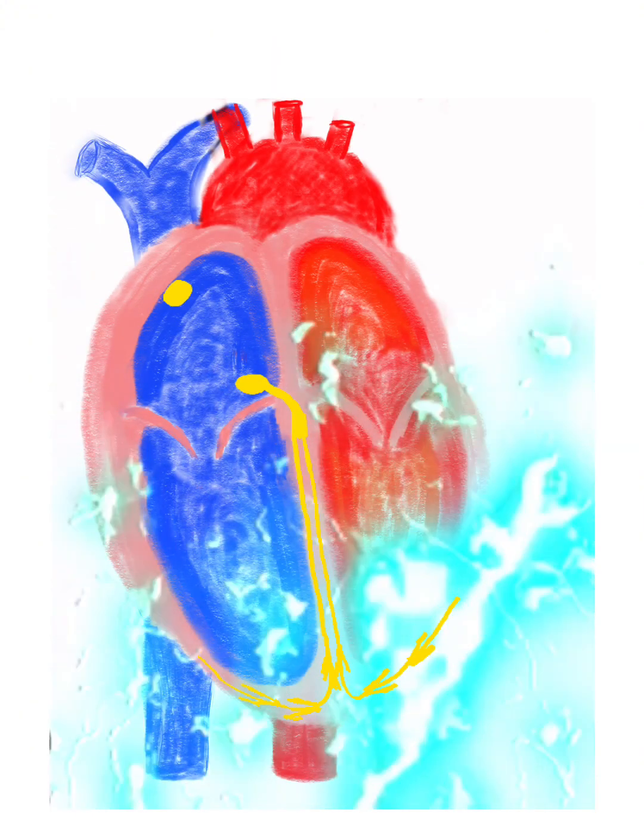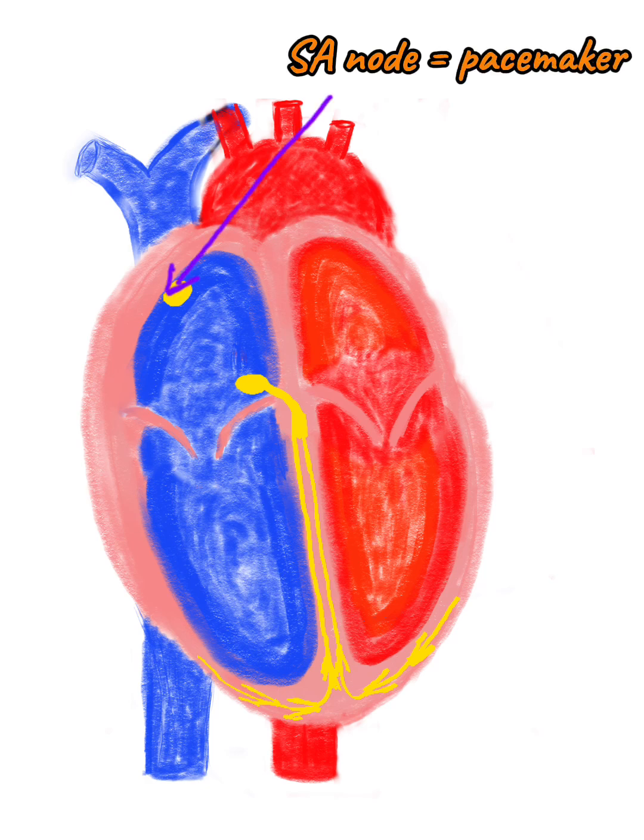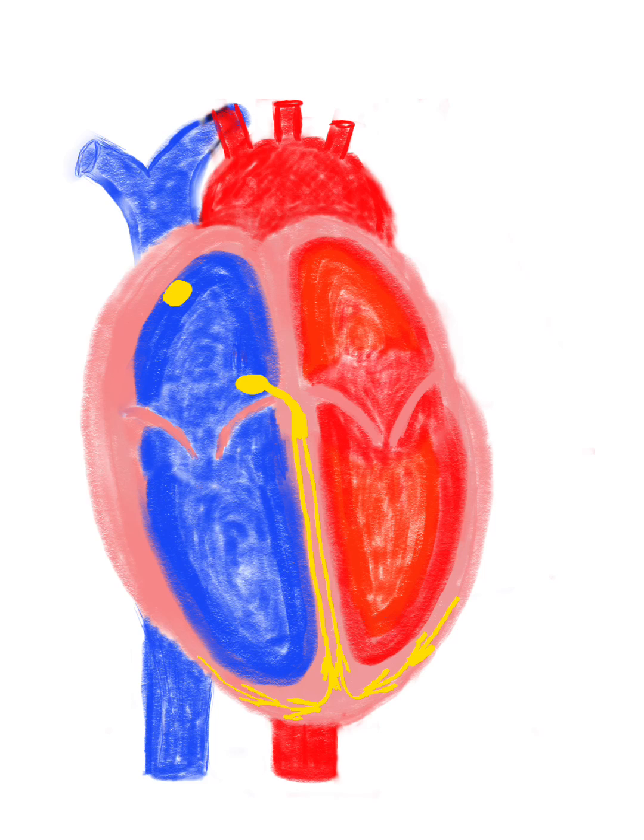It all starts here, in the sinoatrial node, or SA node. Located in the upper wall of the right atrium, the SA node acts as the natural pacemaker of the heart. Its cells have automaticity, meaning they can generate electrical impulses on their own, without any external stimulation. These impulses set the rhythm for the entire heart.